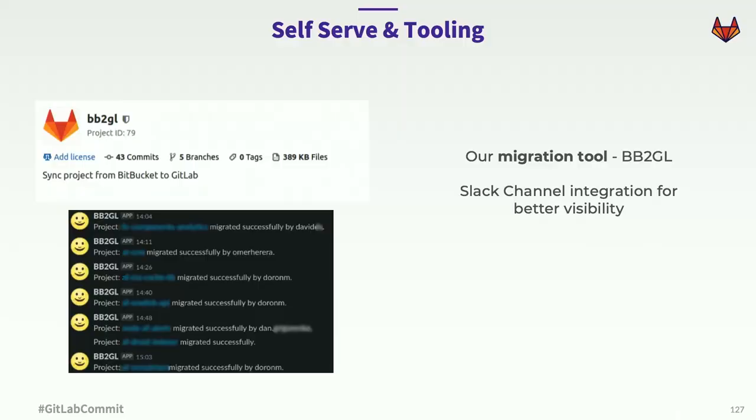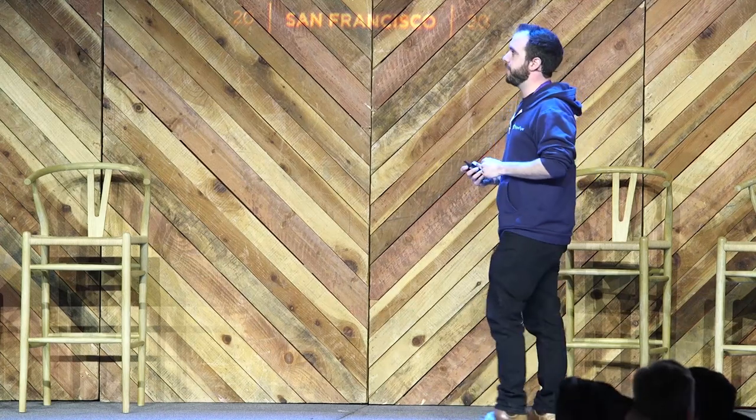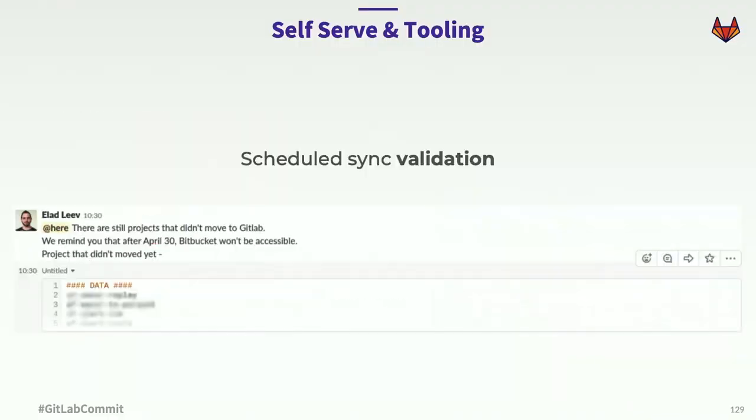Self-serve and tooling. Like I said before, the first tool that we created was the migration tool. But we also created a lot of other tools in order to support this migration. We built a small one-liner based on a request from one of our teams. They wanted the ability to connect their repository with Slack. So we created a one-liner that does it really simply.